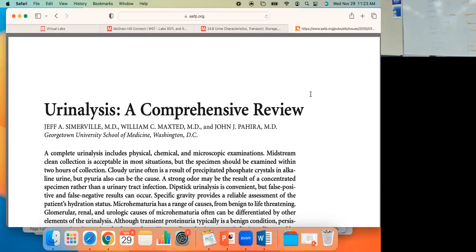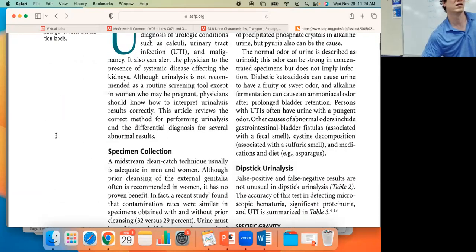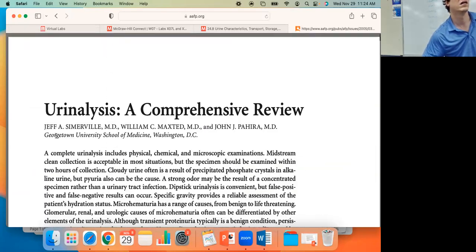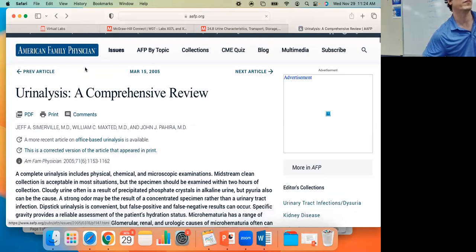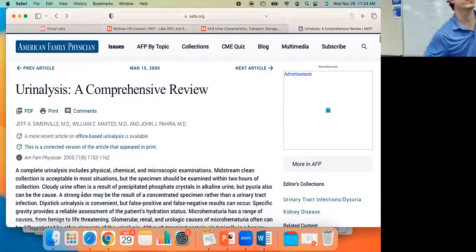Then the year, and then the title italicized because it's the name of the article: Comprehensive review. I'm underlining because I can't italicize on the board. And then this is published in American Family Physician. Okay, here we go.